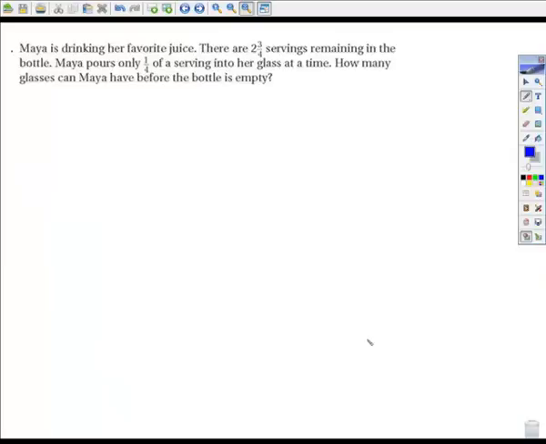Last problem. Maya is drinking her favorite juice. There are 2 3/4 servings remaining in the bottle. Maya only pours 1/4 of a serving into her glass at a time. How many glasses can Maya have before the bottle is empty? So we have to decide. She's got 2 3/4 servings, and she's going to divide it by 1/4 of a serving every time. So this is 2 3/4 divided by 1/4.